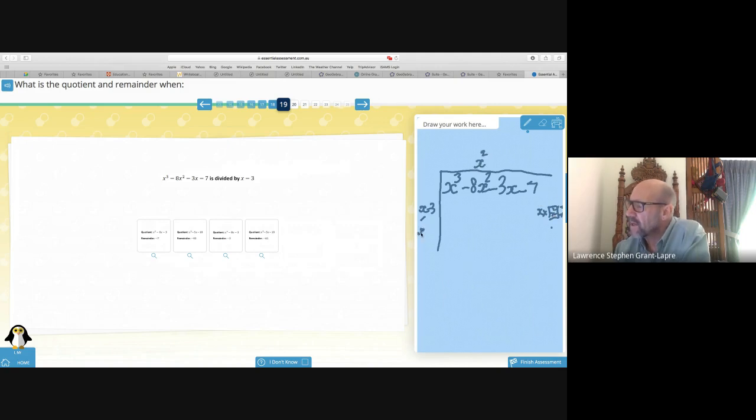So we multiply x squared times x minus 3. That gives us x cubed minus 3x squared. We then have to subtract that from above. So that becomes 0x cubed, becomes minus negative 3x becomes plus 3x squared.